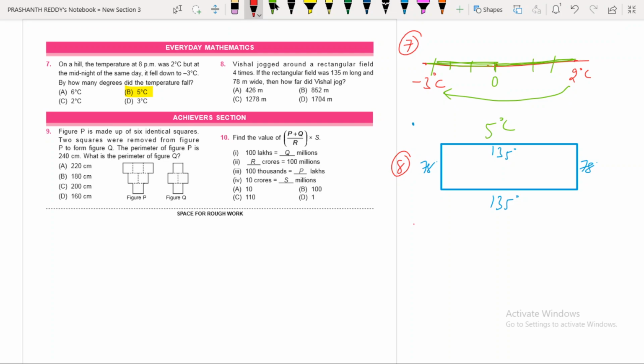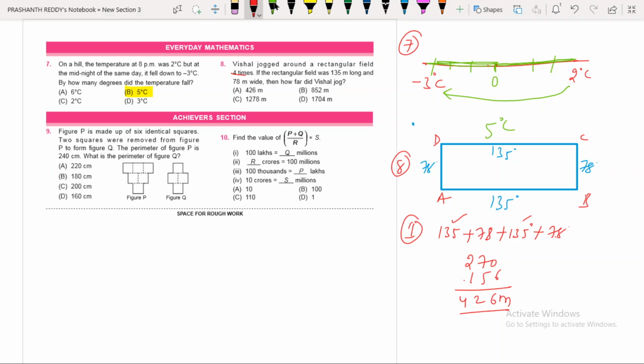For example, if you traveled only one time, how much can you travel? For example, you can travel A to B. A to B distance is how much? 135 meters. And B to C how much? 78. And again C to D, how much? C to D is again 135. And D to A is how much? 78. Okay? If you add all these, what are you getting? 135 plus 135 means you are getting 270. 78 plus 78 means, children, you are getting 156. If you add both, simply you are getting 426. Yes or no? He can travel 426 meters in one time.